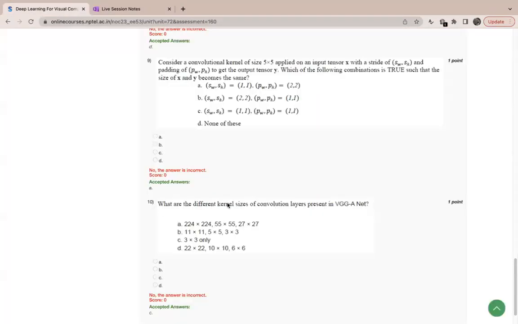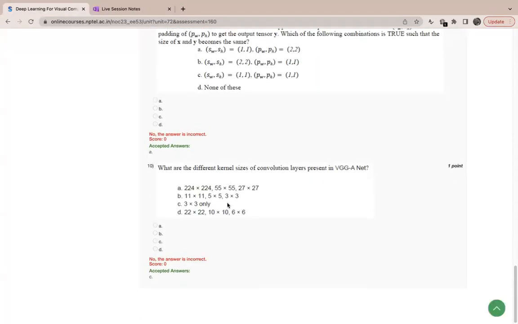Going to the next question, the last question: what are the different kernel sizes of convolutional layers present in VGG net? VGG net only contains 3 cross 3. You can check the lecture or the doubt session, but this is the sort of effect.